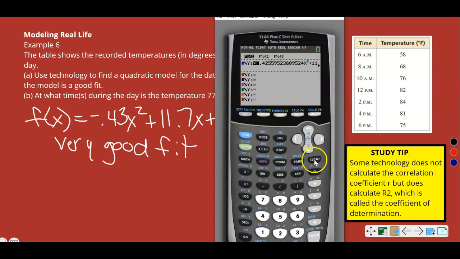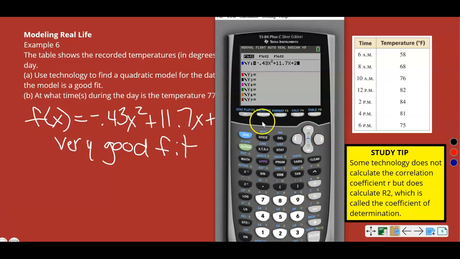All right, so let's try it the other way. So let's hit clear. If you don't want to do those steps, you can just type in the function that we found. Negative 0.43 x squared plus 11.7 x plus 2, and hit graph.